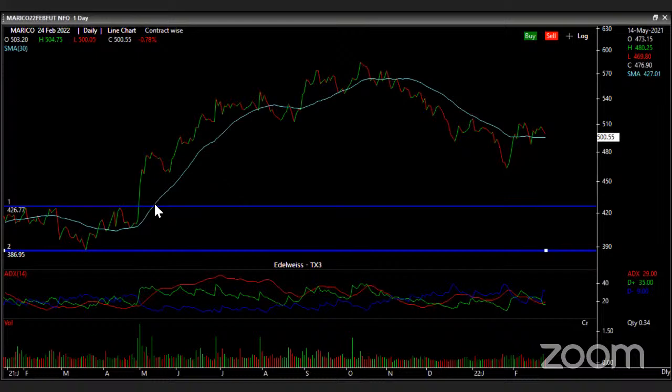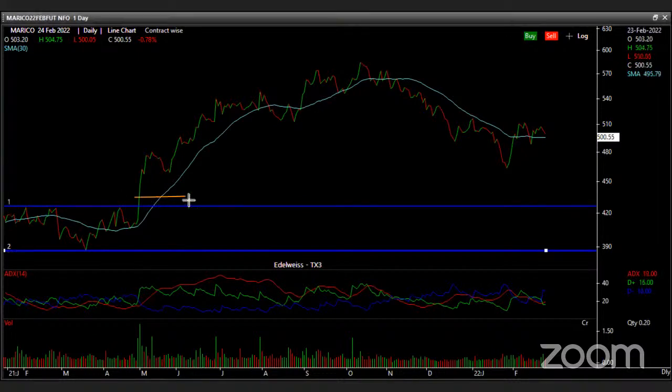How long am I going to hold the stock? Until and unless the stock price breaches my moving average. So here the trade setup must be something like this. Here I am going to take my buy call. And here I am going to book my profit and get out of the stock. It's because the price is below my moving average.